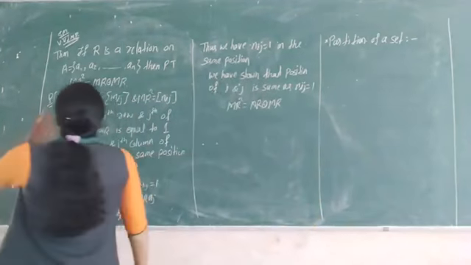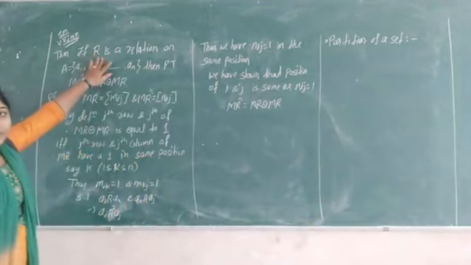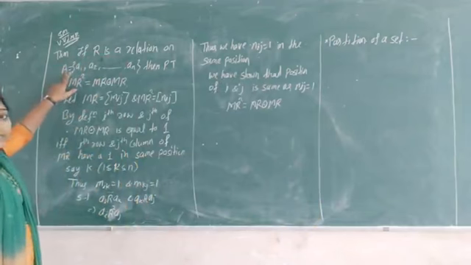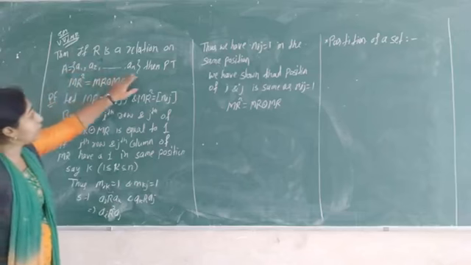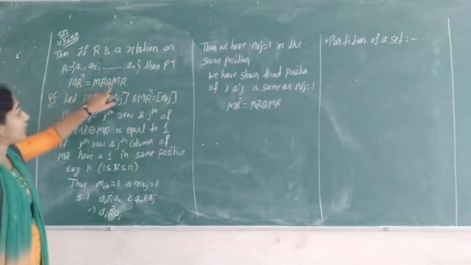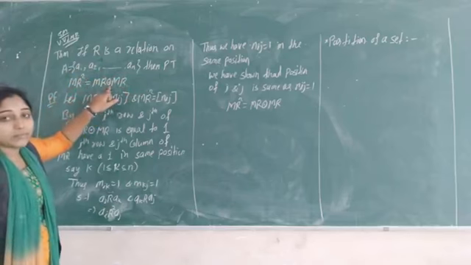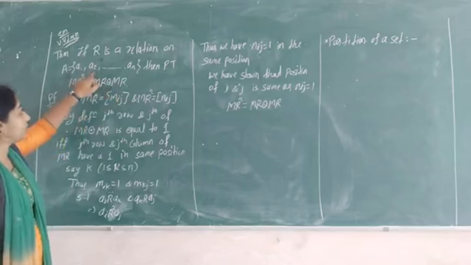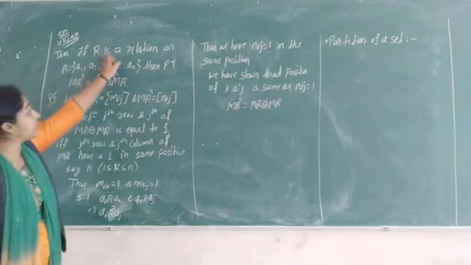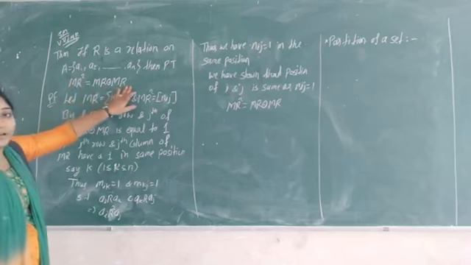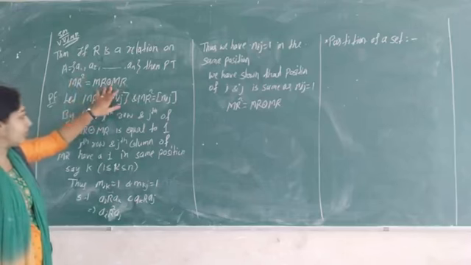So here, if R is a relation, and you know what a relation is first, if R is a relation on a set A equal to {A1, A2, and so on up to AN}, then we have to prove MR square is equal to MR dot MR. Here MR means the matrix representation, the notation for the matrix representation of this relation R. So MR square is equal to MR dot MR. We have to show this.